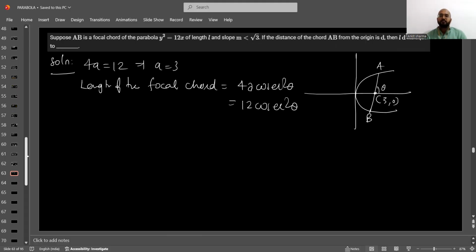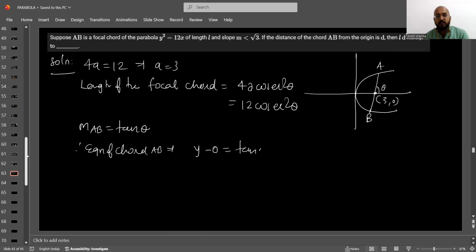Now what do we want? We want the distance of the chord AB from the origin. So I can imagine that the slope of AB is nothing but tan theta. So I have a point and I have the slope, so I can get the equation of this chord. Therefore the equation of chord AB would be y minus y1 is equal to m into x minus x1. So this is nothing but y is equal to tan theta into x minus 3.